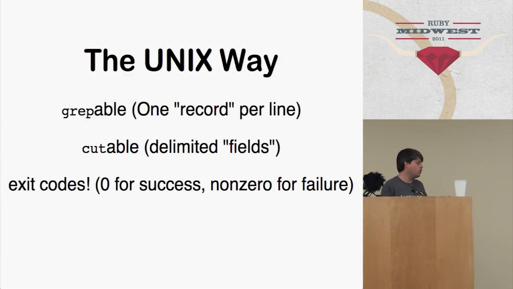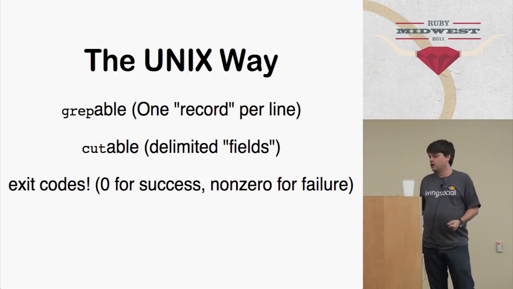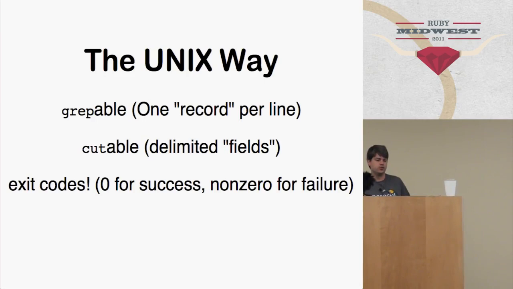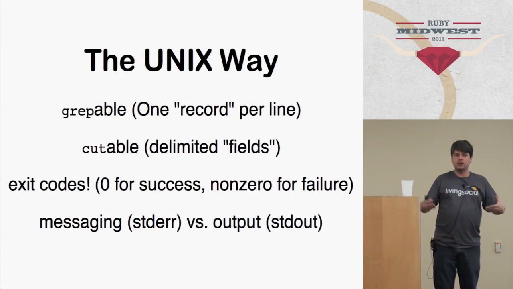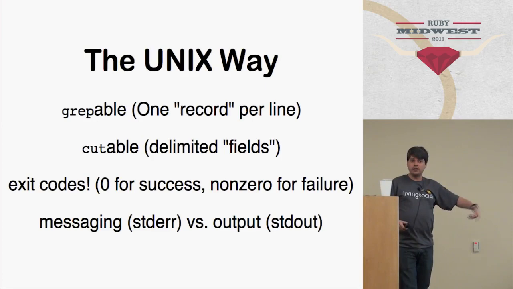Exit codes, right? If things go well, if your app did what it's supposed to do, exit with zero. If your app did not, then exit with non-zero. This way, your app could be used in a pipeline or in some other script, and people can tell if your app did what it was asked to do. Finally, messaging. The output of what your app is doing, the thing that it does, should go to the standard output, and any messages that aren't that go to the standard error, because the user can then redirect them to the right place and have more control over what's going on.